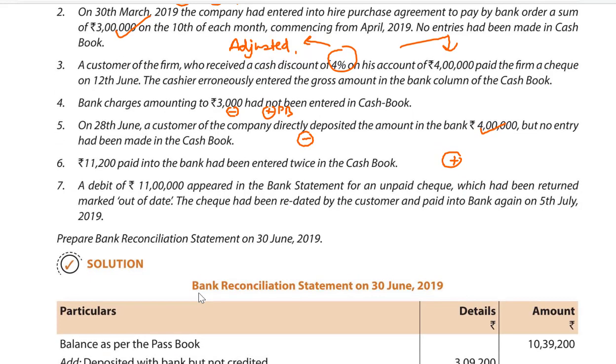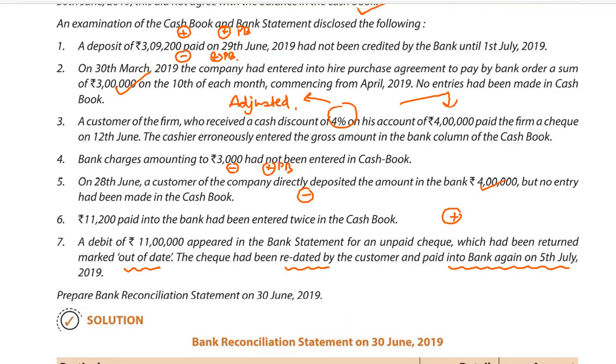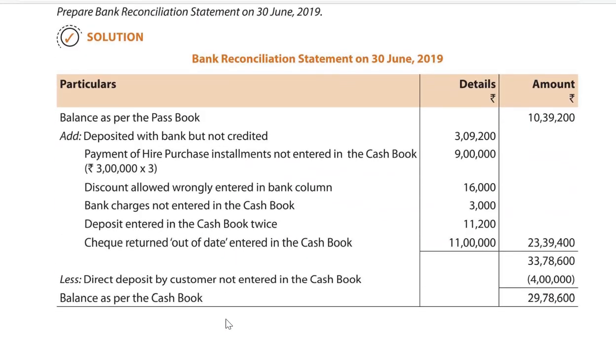Seventh, a debit of 11 lakh appeared in the bank statement for an unpaid check which had been returned marked out of date. The check had been redated by the customer and paid into the bank again on 5th July 2019. So over here, while making the BRS, we need to add it back. We will add it back. Understood? Let us see a quick BRS.